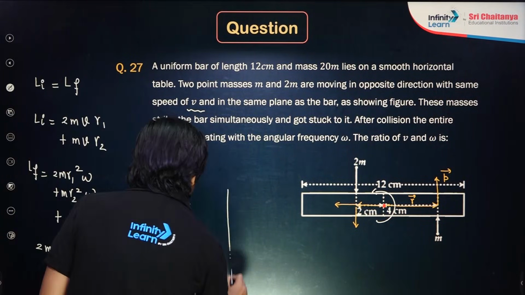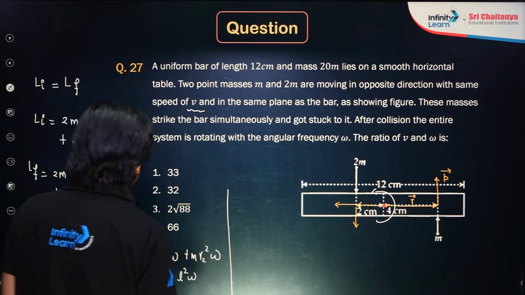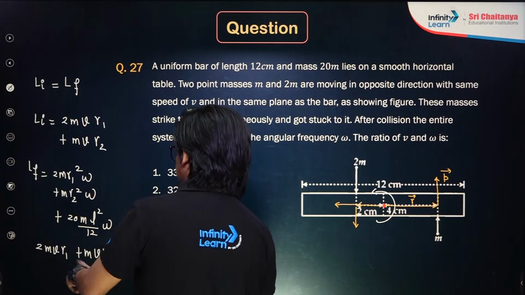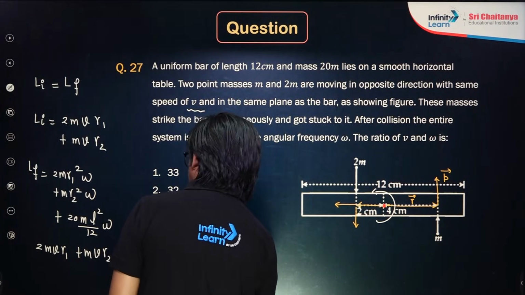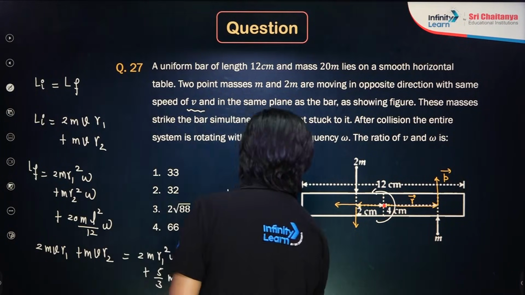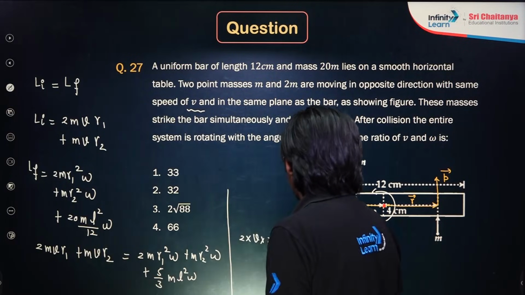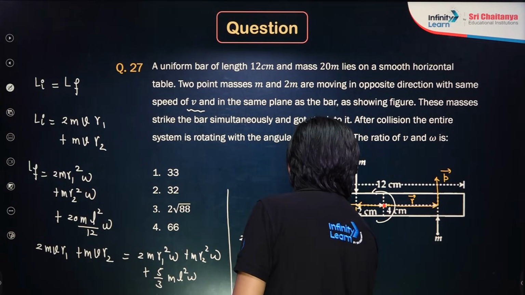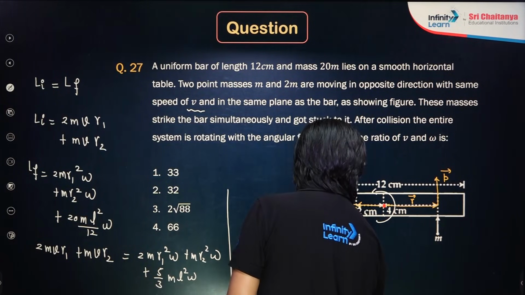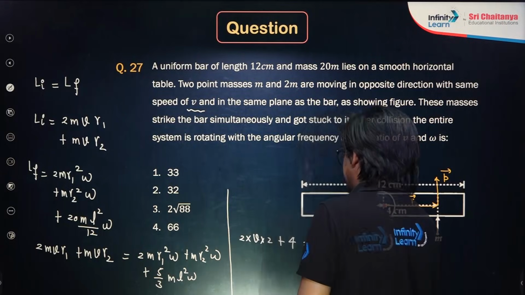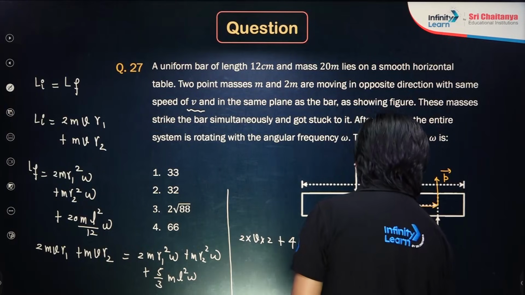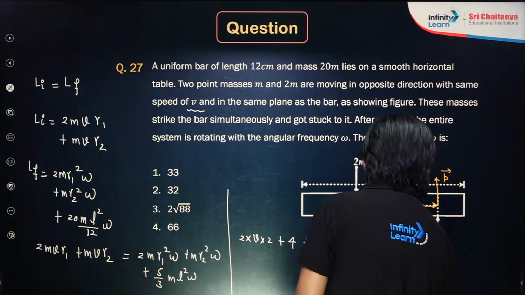Now from this we can see m is being cancelled out in each of them, and you put the values of R1 and R2. Then what you are going to get? Twice into V into R1. R1 is 2 centimeters, so 2, plus this R2 which is 4 centimeter, so 4 here, and it is equal to 2 into R1 square which is 4 into omega plus R2 square, that is 16, so 16 into omega plus 5 by 3 into L square.